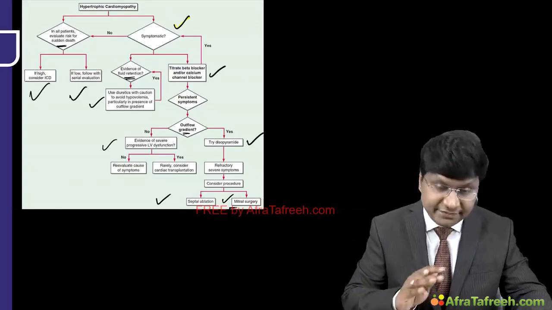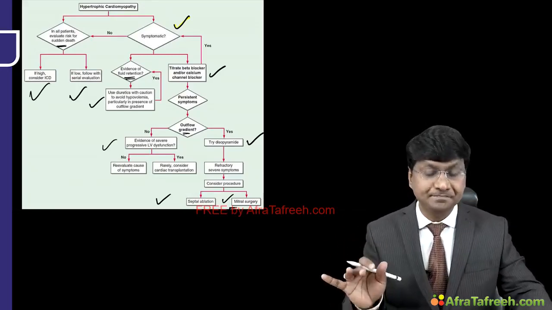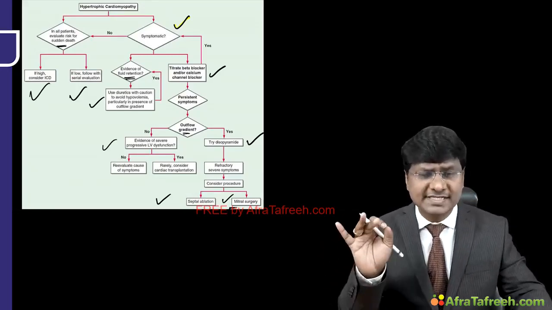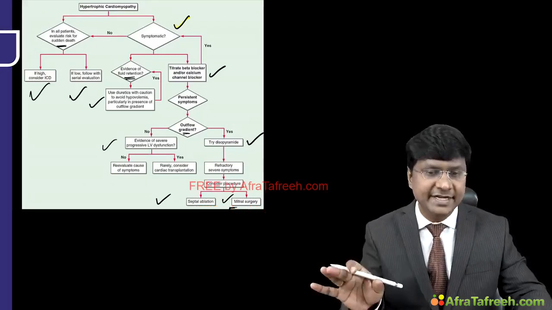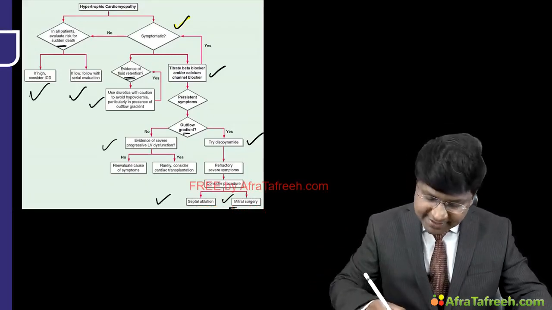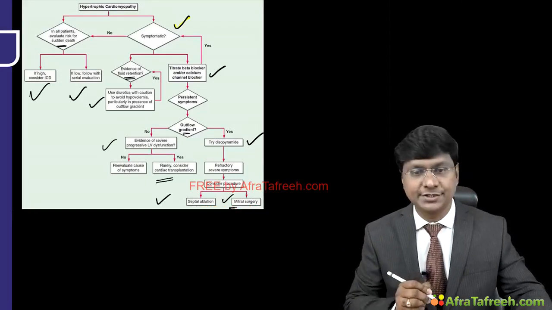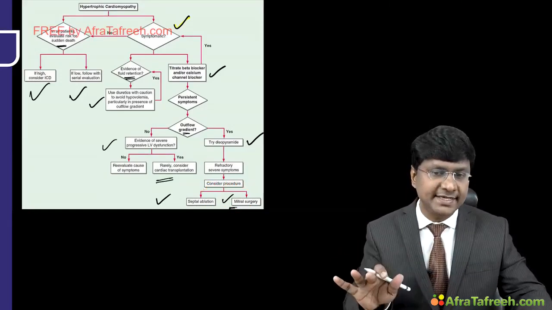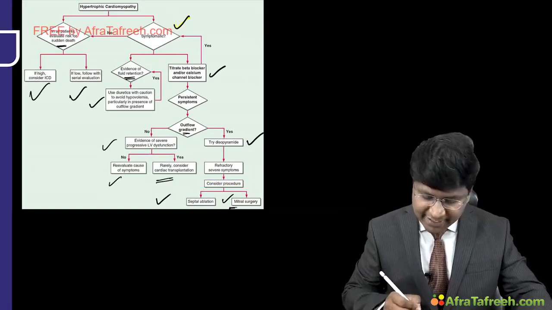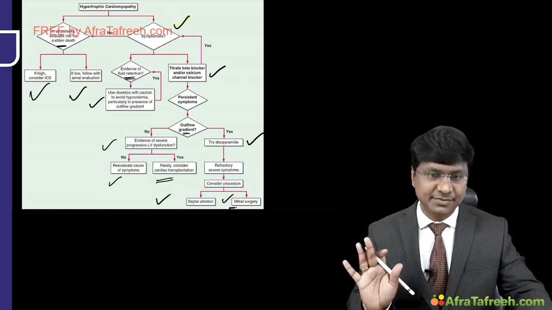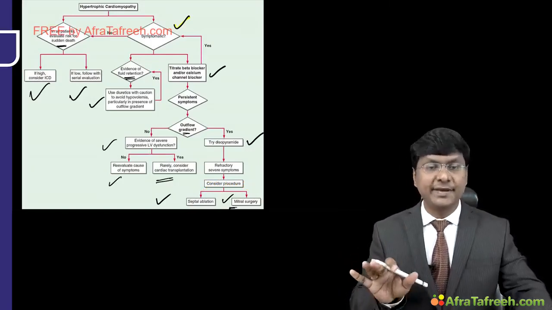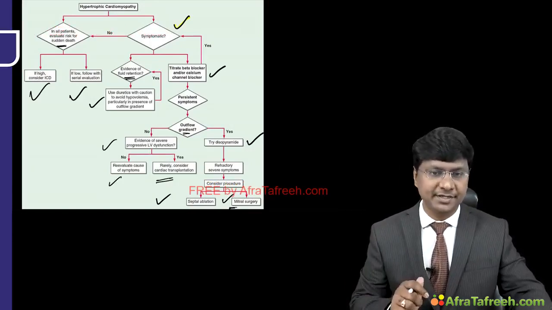And if there is no outflow gradient, and if there is evidence of severe progressive LV dysfunction, then you need to consider cardiac transplantation. And if there is no evidence of LV dysfunction, you need to reevaluate the cause of the symptoms. So this is how you need to approach a patient with hypertrophic cardiomyopathy, right?